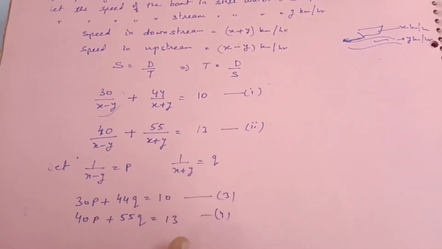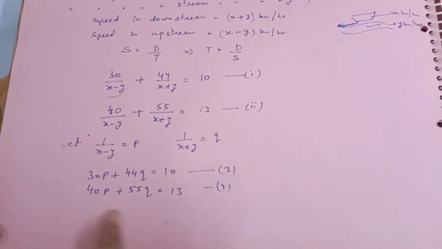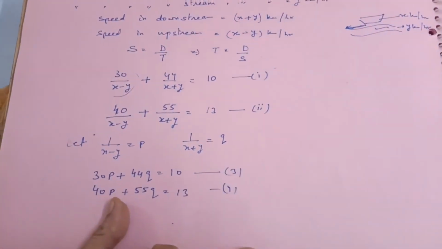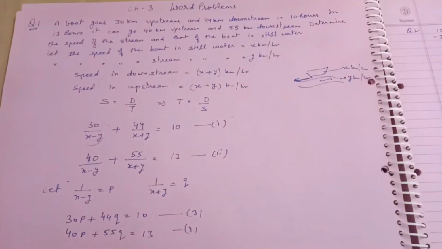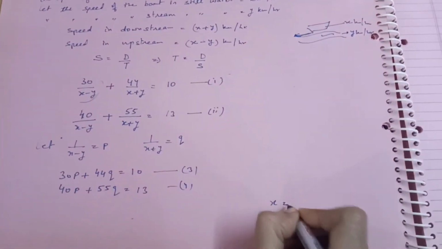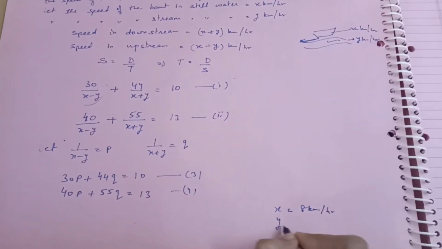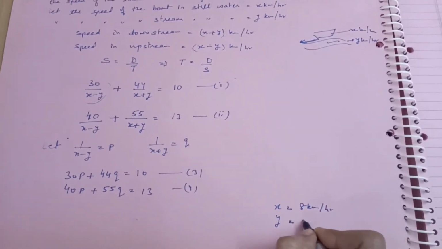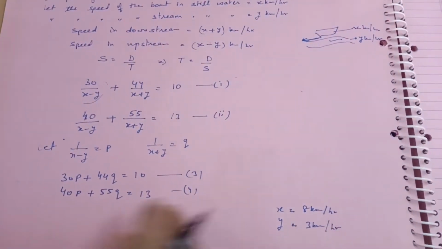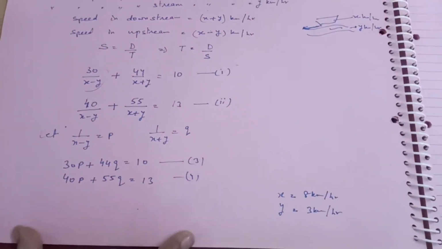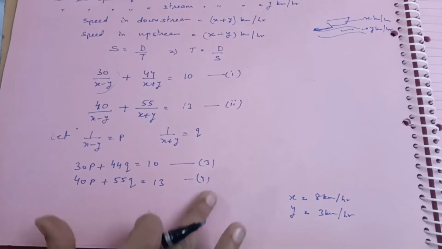Now I am not going to explain this one because in the previous video I already explained how to solve this. When you completely solve it, you are going to get x equal to 8 km per hour, the speed of the boat, and y equal to 3 km per hour. So I am leaving this for you to solve, because I already explained in the previous video how to solve this equation.